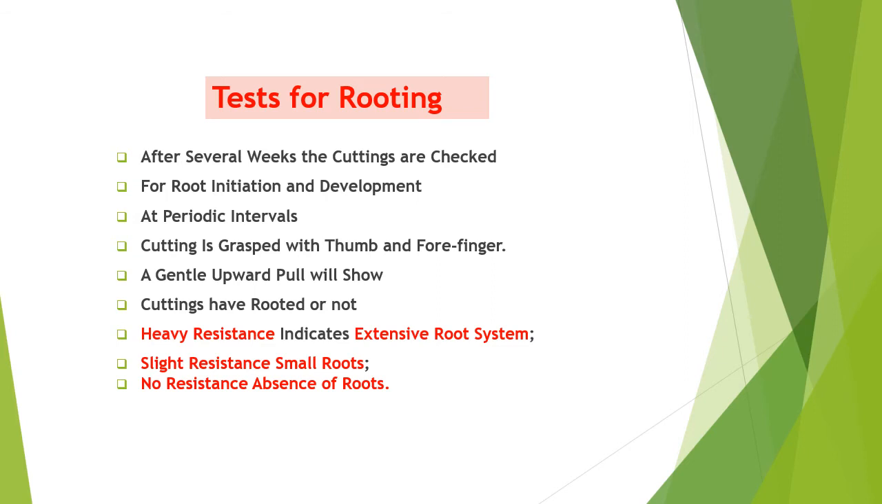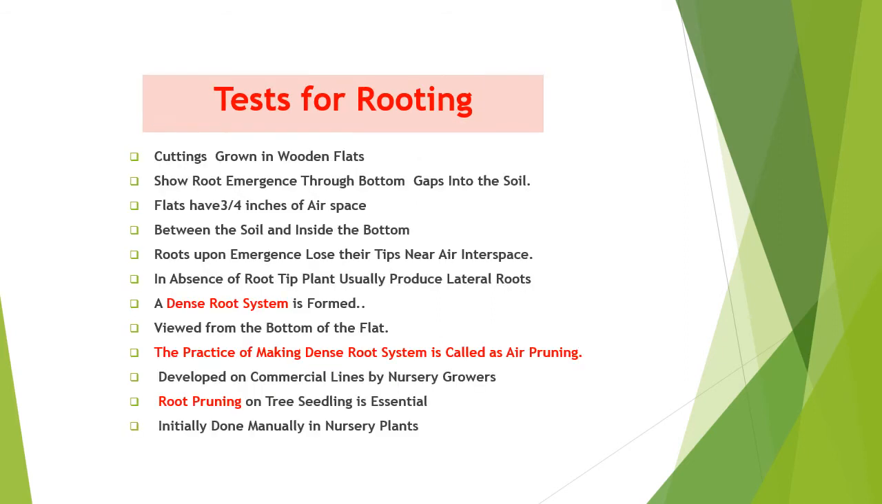That will indicate whether rooting has taken place or not. And there are also tests for rooting. Cuttings grown in wooden flats show root emergence through the bottom. That's why you are keeping the bottom gap there. They will show their root emergence through the bottom gap into the soil. The rooting frames made by the nurseryman have gaps, and the roots will come out of them.